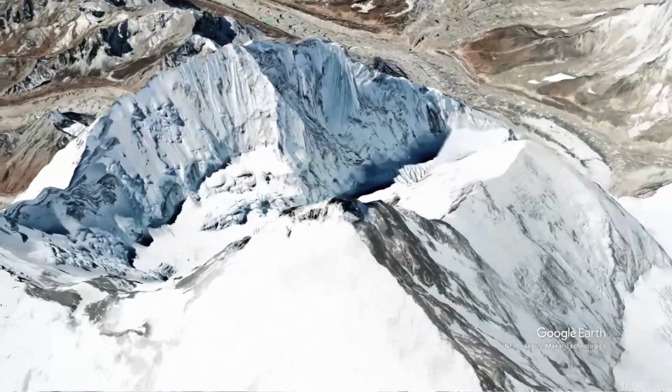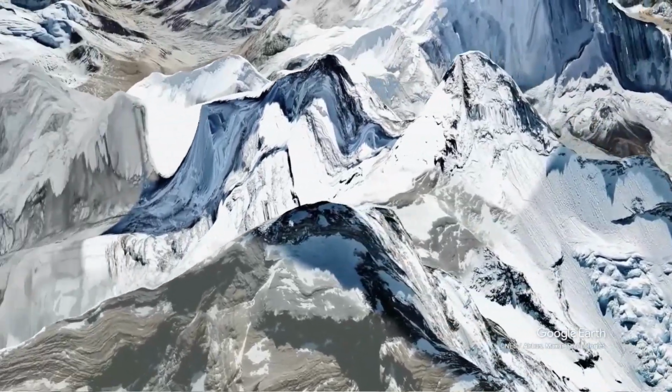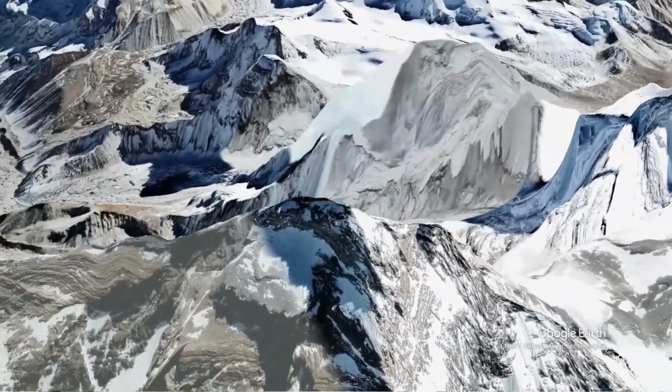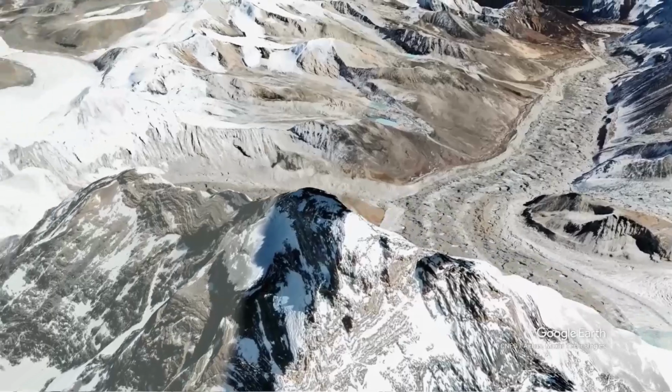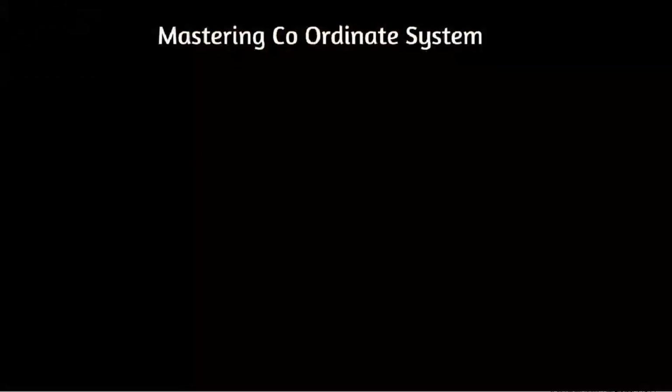This made surveying much faster and more accurate. But even the total station has a limitation. It needs a clear line of sight. What if we need to survey over mountains, forests, or water? That's where GPS comes in.